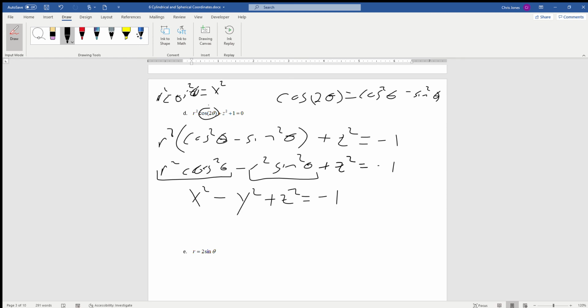Now this is seemingly one of those quadratic surfaces that we looked at in the previous section. The only thing that we'd have to do is multiply by negative 1 to get it all equal to 1. So another way to write this algebraically would be y squared minus x squared minus z squared is equal to 1.